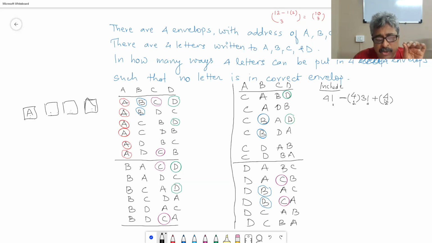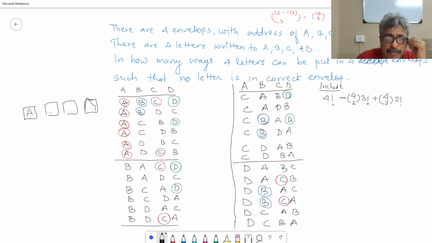How many ways you can choose 2 letters out of 4? 4 choose 2 ways. You put them in correct envelopes. How many remaining envelopes? 2. How many remaining letters? 2. In how many ways can they permute amongst themselves? 2 factorial ways. But then, because of A, we have included this combination in 4 factorial.